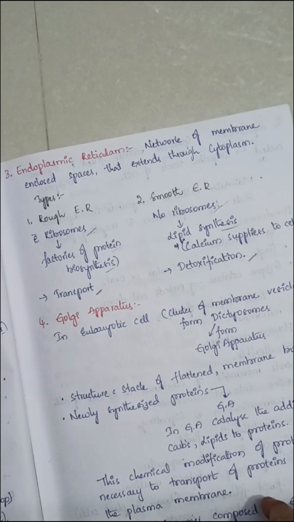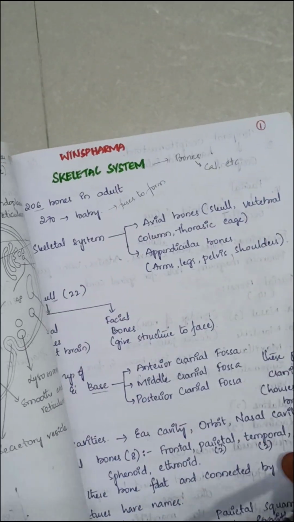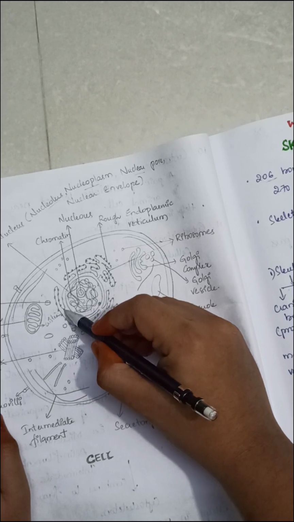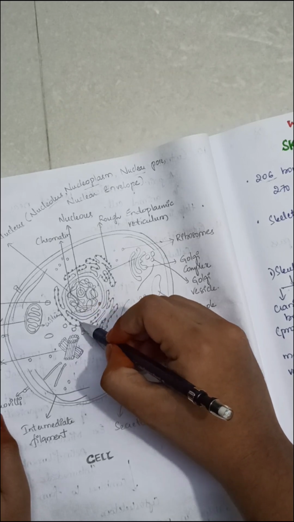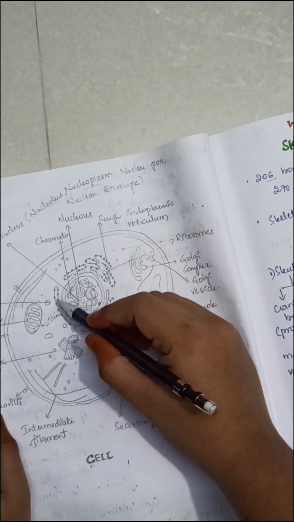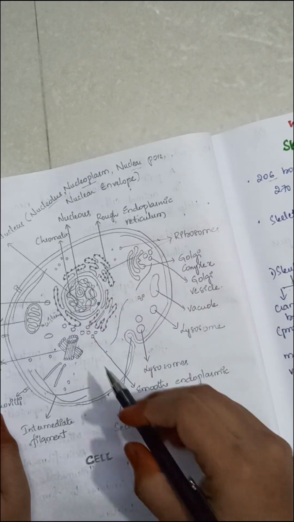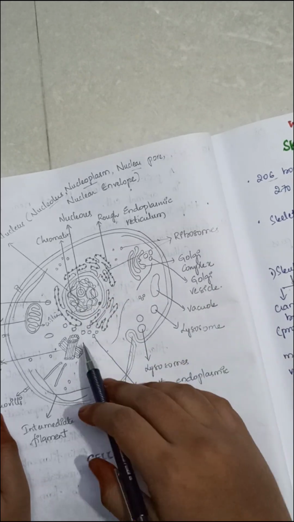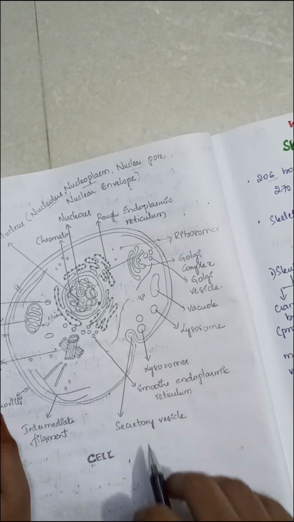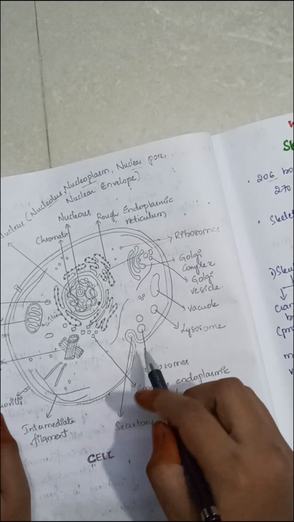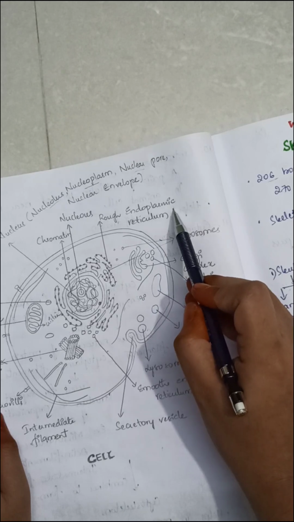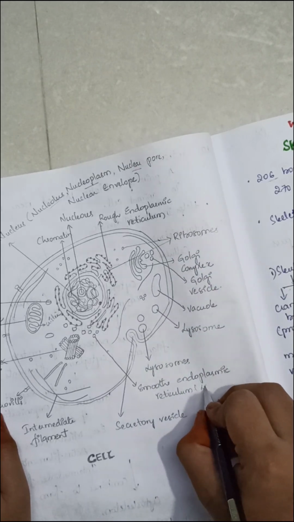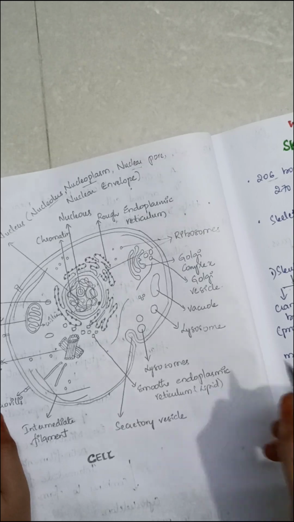Now let's see the endoplasmic reticulum. Here the nuclear outer membrane forms this structure, and it has ribosomes. This is called rough endoplasmic reticulum, and the small parts which are divided, which don't have ribosomes, are called smooth endoplasmic reticulum. Rough ER plays a role in protein synthesis, and smooth ER helps in lipid synthesis.